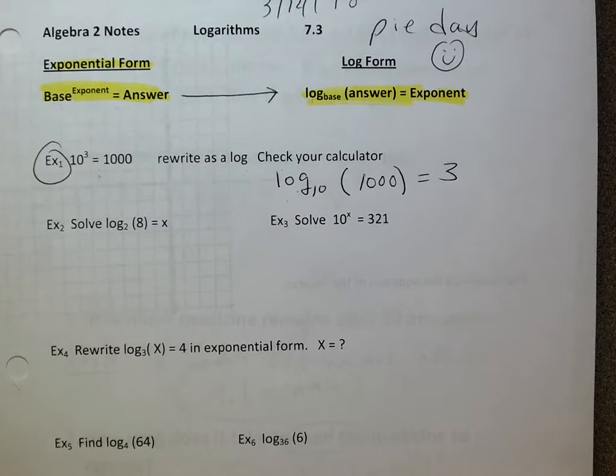Now, base 10. We live in a base 10 world. And this is why we live in a base 10 world. A long time ago, we started counting on our hands. Way, way long time ago. Our entire math system is set up on base 10. Okay? So our calculators will do logarithms.